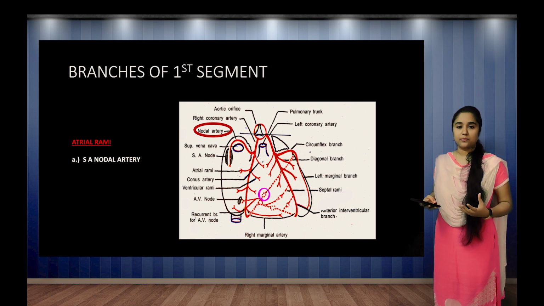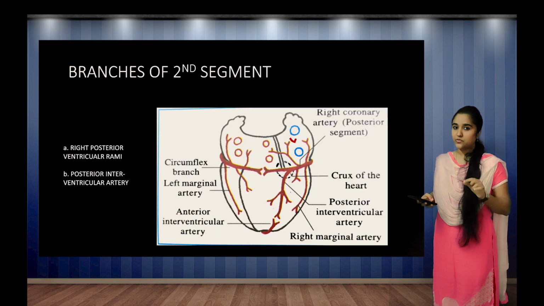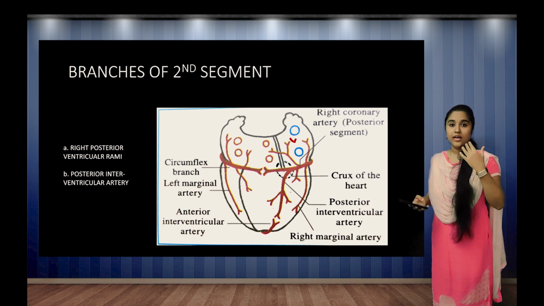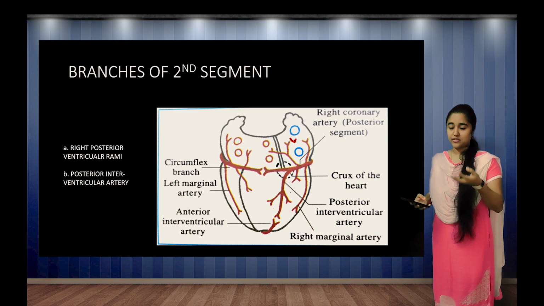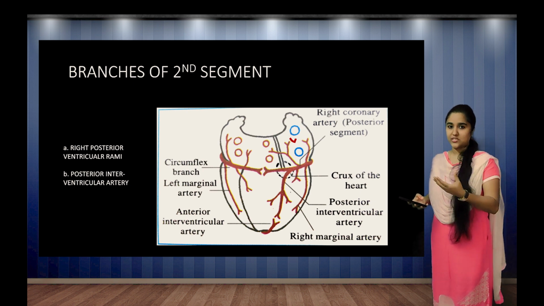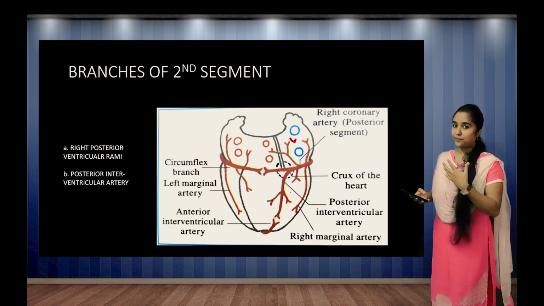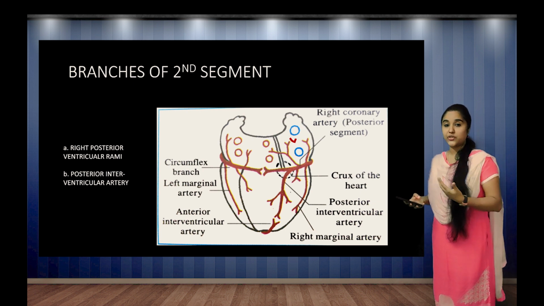Next is the second segment. The second segment extends from the inferior border of the heart to the crux. Now you can see there are many branches arising from the second segment that supply the posterior aspect of the right atrium as well as the right ventricle. So these are the right posterior ventricular rami as well as the right posterior atrial rami.